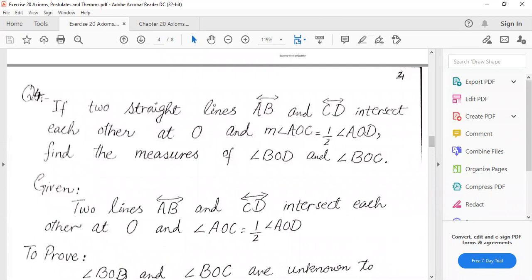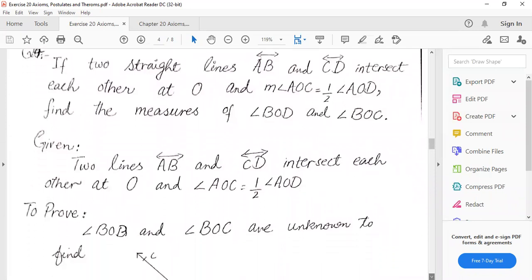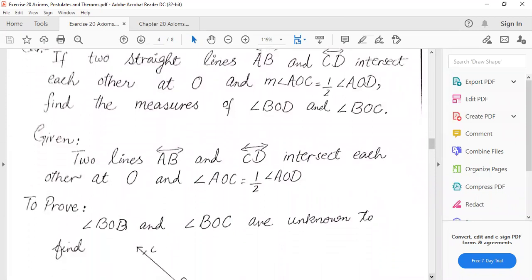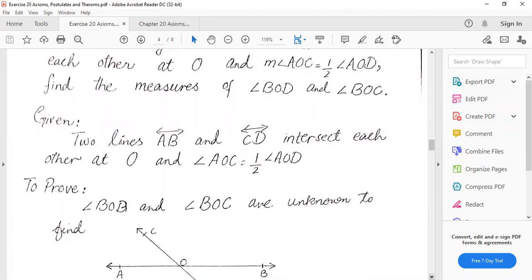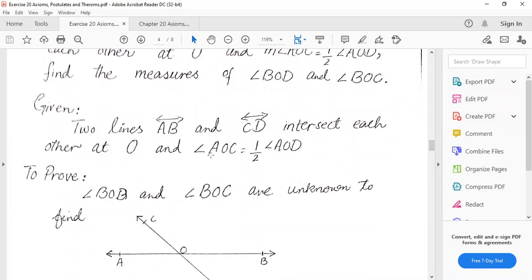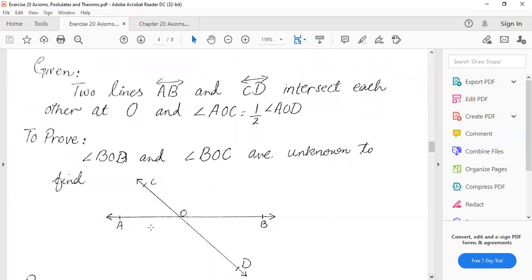First of all, we need to draw the diagram. Without drawing the diagram, we cannot identify which is AOD, which is BOD, which is BOC. So we will say two lines AB and CD intersect each other at O, and angle AOC is equal to half of angle AOD.